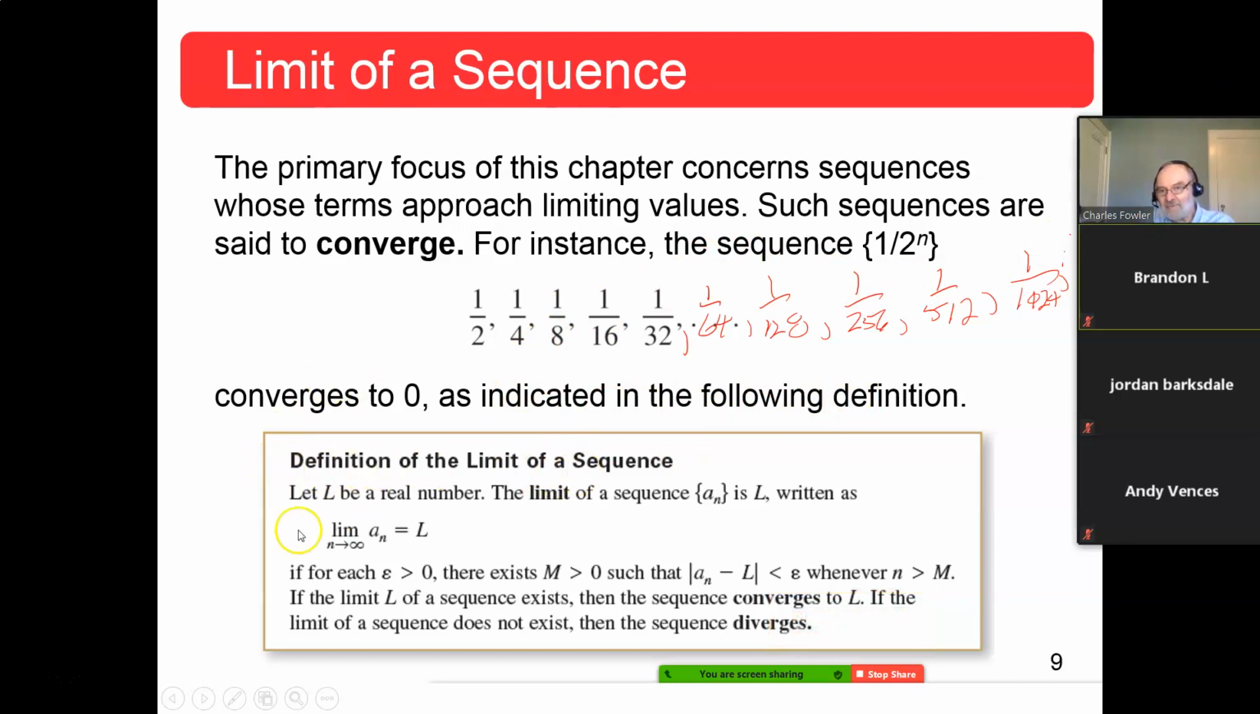Definition of a limit of a sequence. Let L be a real number. The limit of a sequence A sub n is that real number L. They're just telling you that. And here's how you write it: the limit as n goes to infinity of A sub n is equal to L. That means that the limit of that sequence does exist, and it's L.